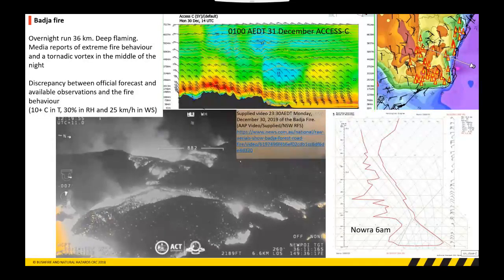So it really shows why we need to be looking at the interactions between the fire and the atmosphere in the predictions. On the top right, I've got a cross section through New South Wales, or southern New South Wales at the fire.